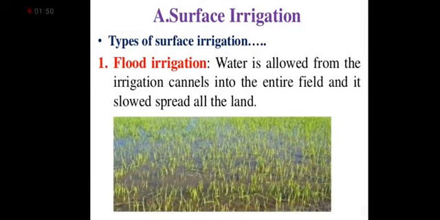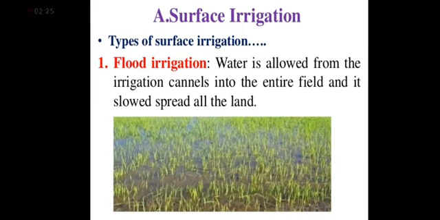First, we saw in the previous slide surface irrigation. In surface irrigation, we have flood irrigation. Flood irrigation is subdivided into wild flooding and controlled flooding, but here we are going to see controlled flooding. Water is allowed from the irrigation canals into the entire field and it slowly spreads over all the land. When the water is free to move in the land and it is occupying the entire area, that type of irrigation is called flood irrigation.